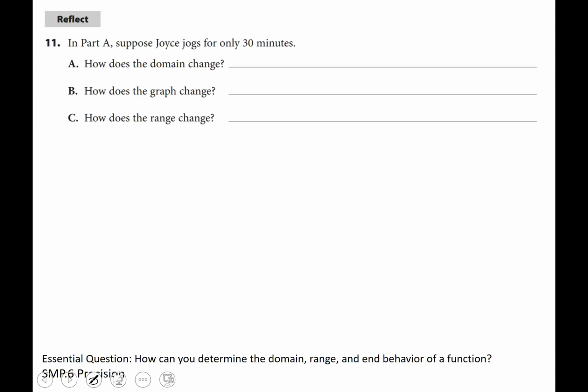All right, so let's reflect on that just a little bit. So in part A, suppose Joyce jogs for only 30 minutes. How does that change the domain? Well, Joyce was jogging for 40. It would change the domain to 0 to 30. Okay. How does the graph change?